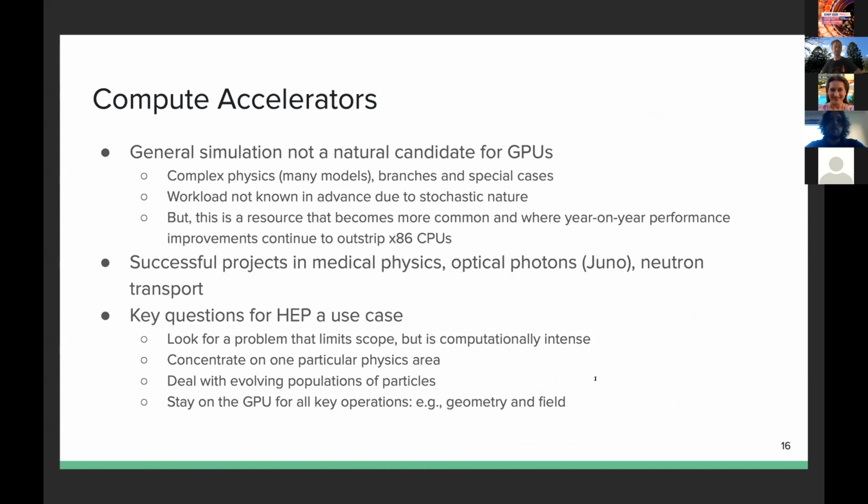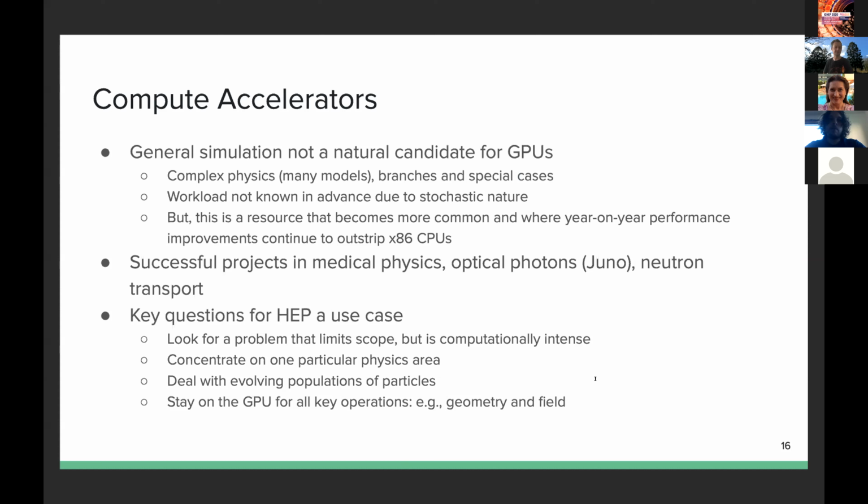But let me, in my last couple of minutes, talk a little bit about compute accelerators, so the third prong of our attack on computing performance. So it should be pointed out that this is not particularly easy or obvious. General simulation of particle tracks is not a very natural candidate for GPUs. It has complex physics, so lots of different models. It's branchy, and there's lots of special cases. You don't know exactly what the workload is going to be due to the fact that it's a stochastic simulation.